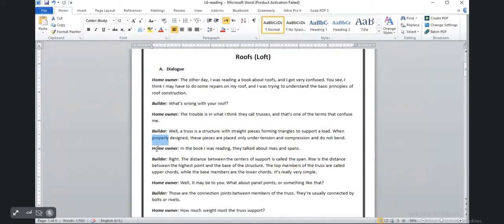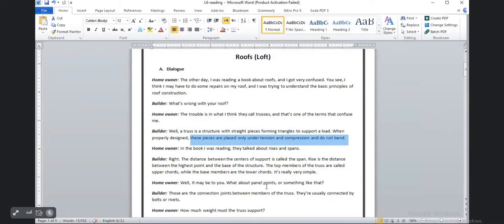You see, students, as Noor Abbas has just mentioned, probably doesn't exactly mean perfectly. But it means something is done very well. So if the design of the truss is done very well, these straight pieces are placed only under tension and compression and do not bend. يعني ما ينحنى ما يتعرض للشد والضغط والانضغاط ولكن ما ينحنى أو ما ينبعجن.